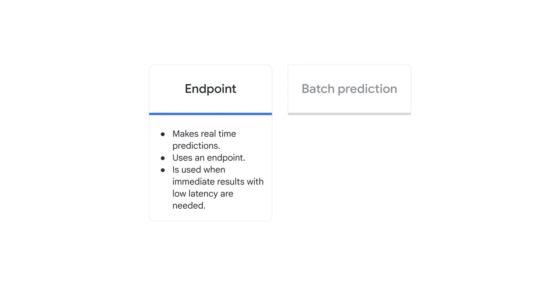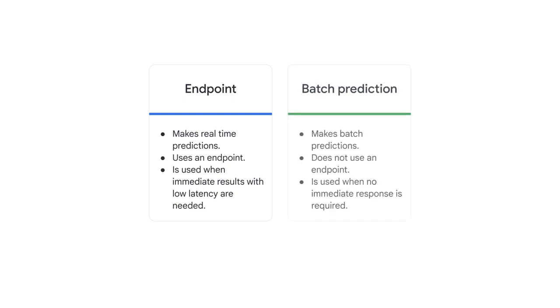Request the prediction job directly from the model resource for batch prediction. This option is best when no immediate response is required. For example, sending out marketing campaigns every other week based on the user's recent purchasing behavior and what's currently popular on the market. Batch prediction does not require deploying the model to an endpoint. You can deploy a model either using the UI on Vertex AI or using code by calling APIs. You'll practice building an endpoint later in the lab.